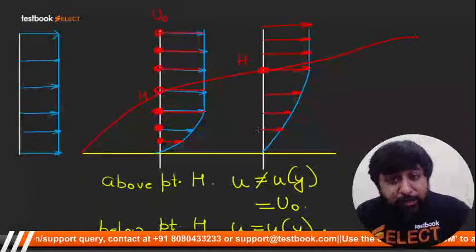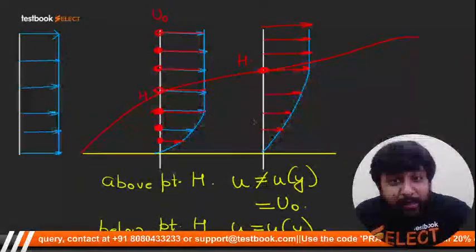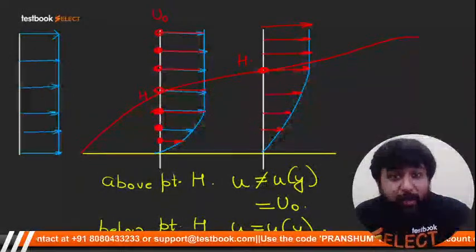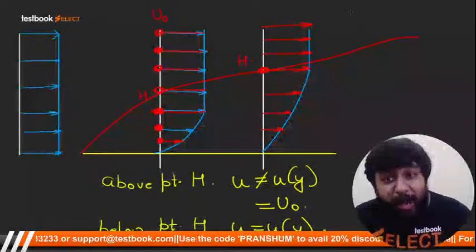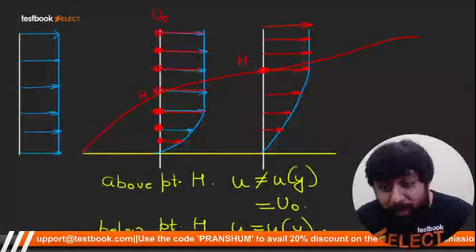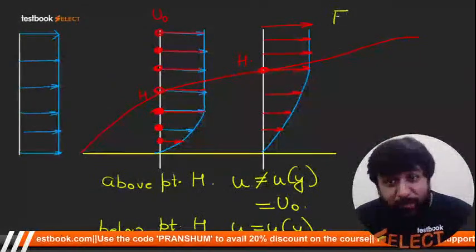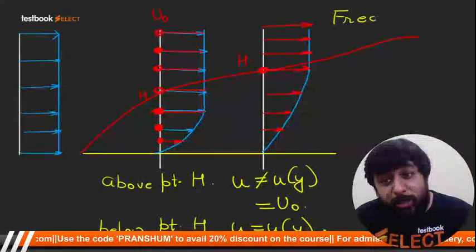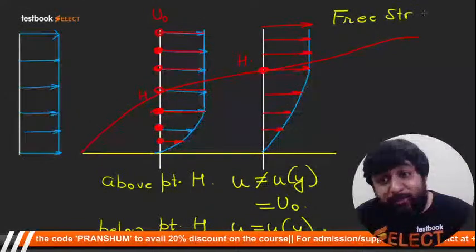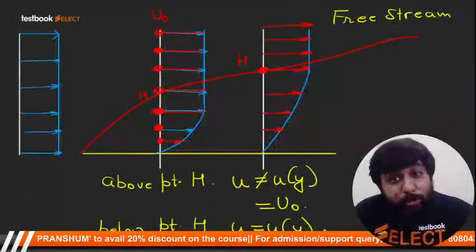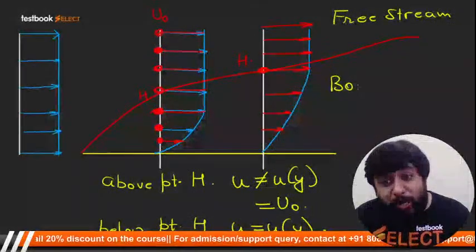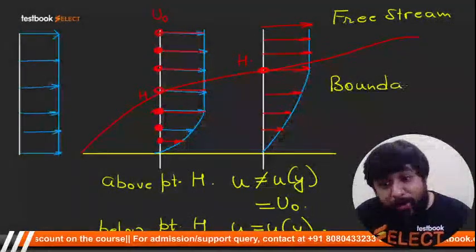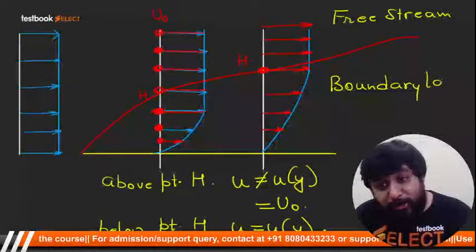Every section has a point H and I have drawn the locus of the H points. Please note, this locus is not the path of a particle. This locus is an imaginary line. Above the imaginary line, we call the flow field the free stream region. And below the imaginary line, we call the flow field the boundary layer region.